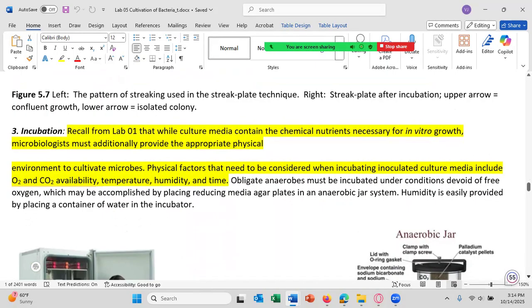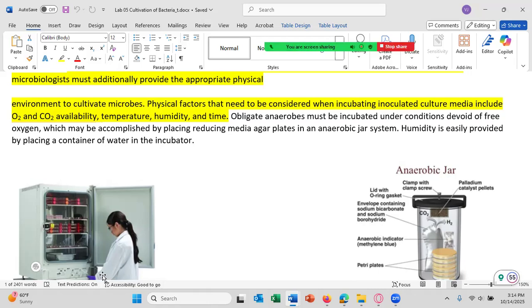All right, incubation. So the culture media is normally put in an incubator in order to grow. Incubators provide a physical environment for the culture to grow. You can have a complex incubator like this one here, which can control how much oxygen the cells are going to be exposed to, how much CO2, the temperature, the humidity, and then the time. The time will depend on how long you leave the container in the incubator to grow. So the time is dependent upon you.